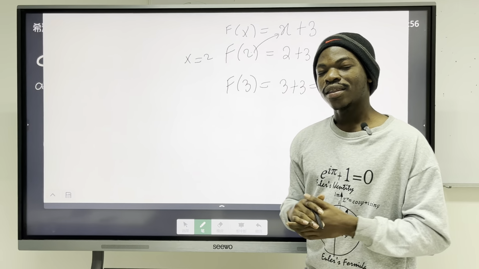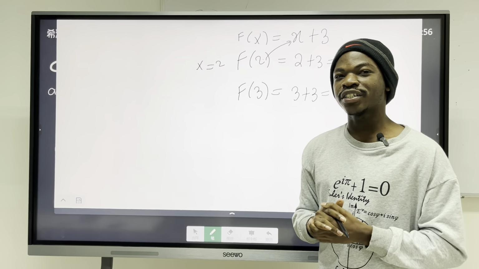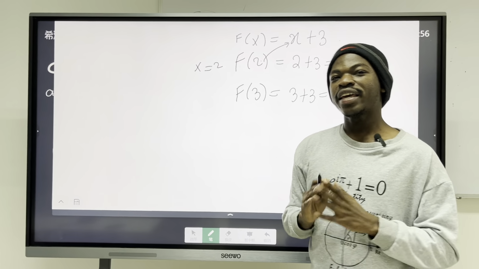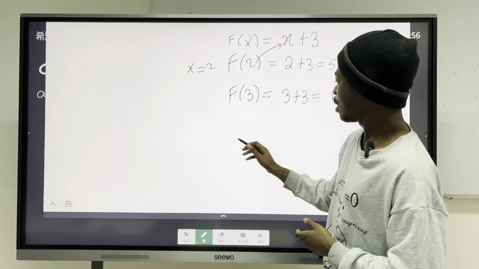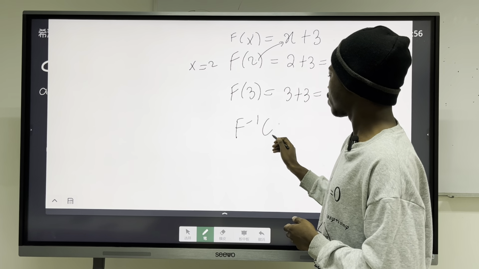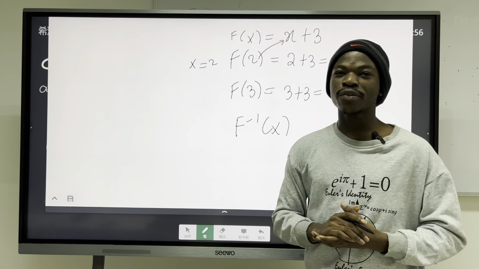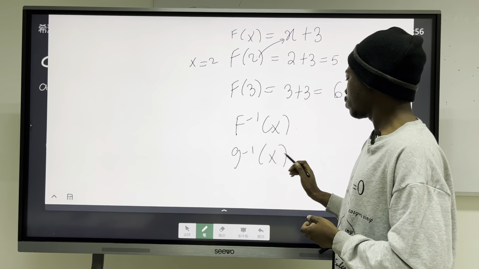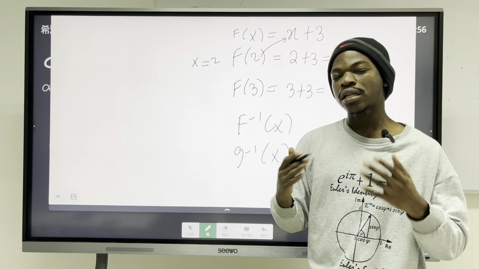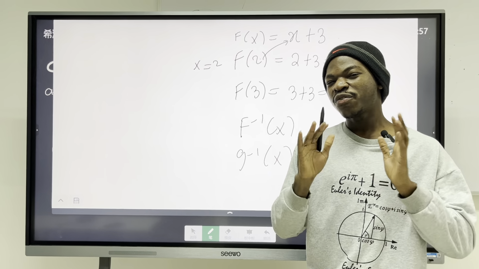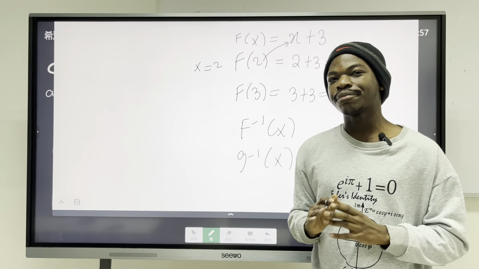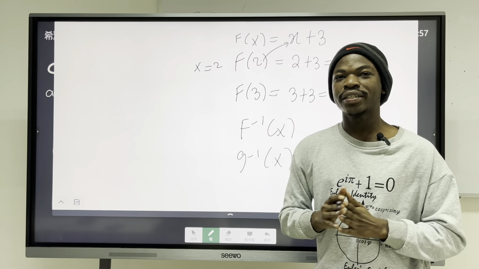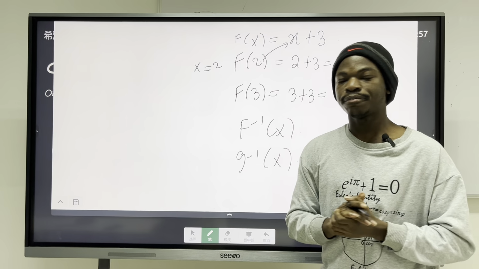Apart from that, there's something called the inverse of a function. If you want to find the inverse of a function, you usually see this as f inverse of x. It means we want to find the inverse of the function f. g inverse of x means we want to find the inverse of the function g, and so forth. So how do you find the inverse of a function? We're looking at linear functions. So this is a linear function that we have.